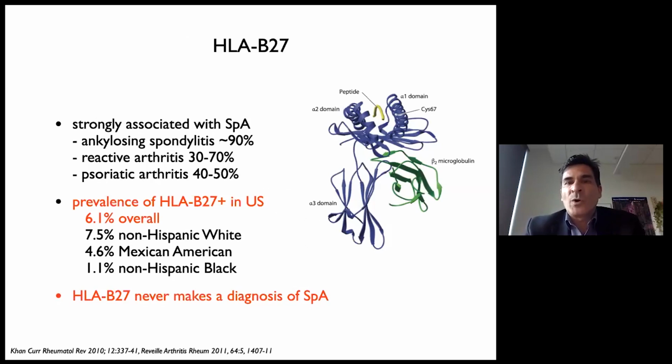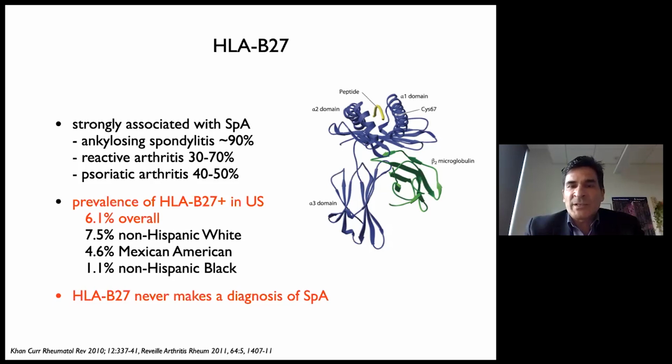HLA-B27 was one of the options in the question. And it was not the correct answer for this patient, but it does play an important role in the diagnosis of patients, in particular with axial spondyloarthritis. However, it is important to realize that HLA-B27 as a genetic marker is present in the overall US population, 6.1% overall, slightly higher in non-Hispanic whites, slightly lower in Mexican Americans and non-Hispanic blacks.